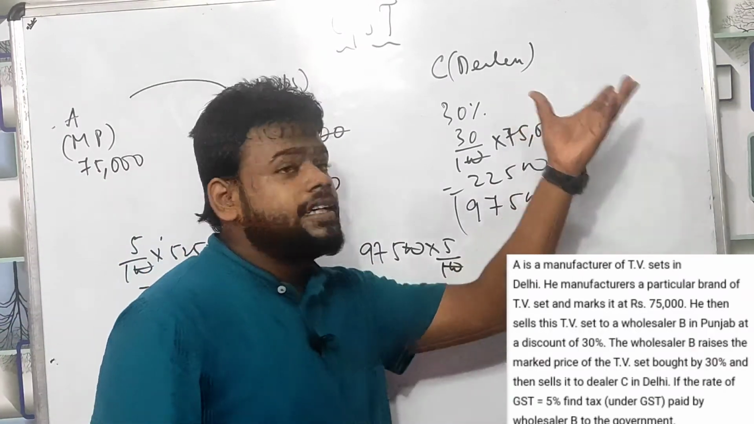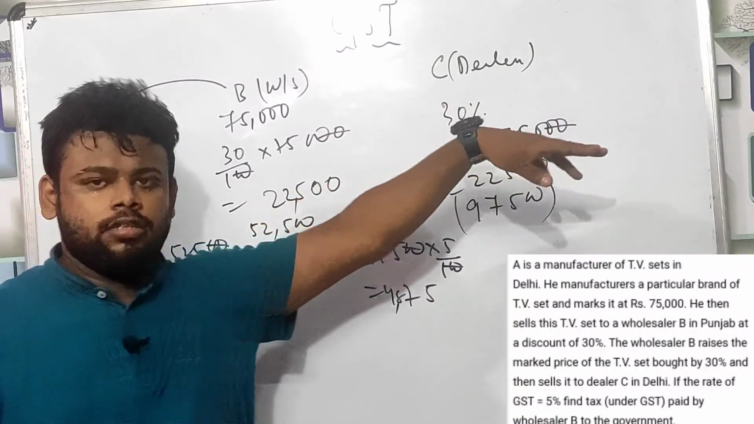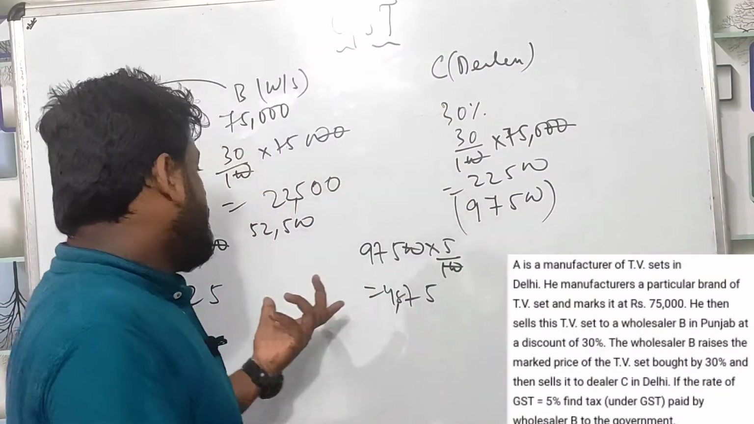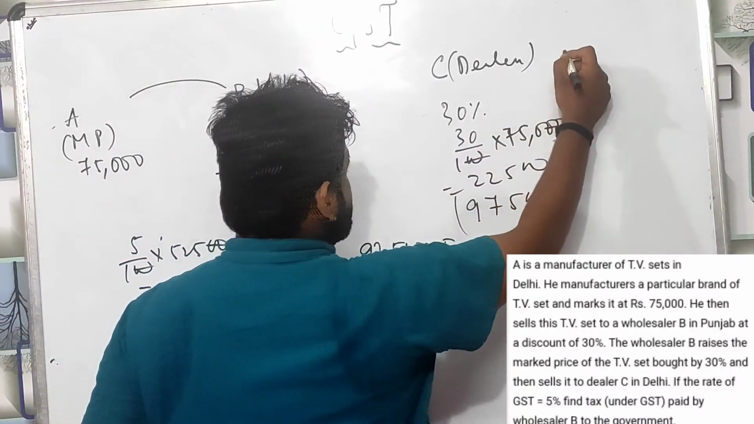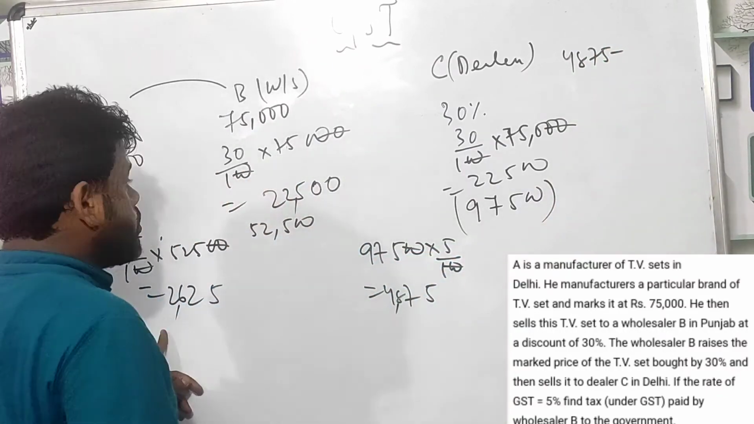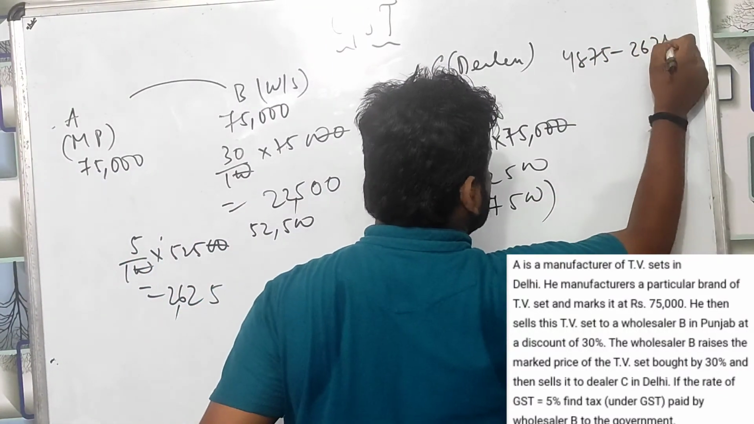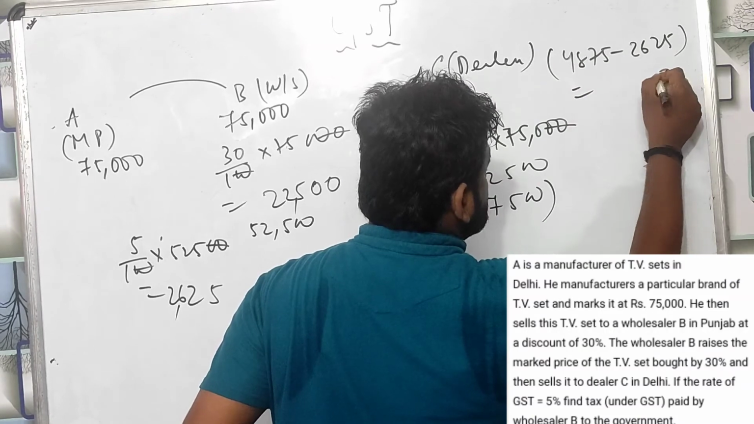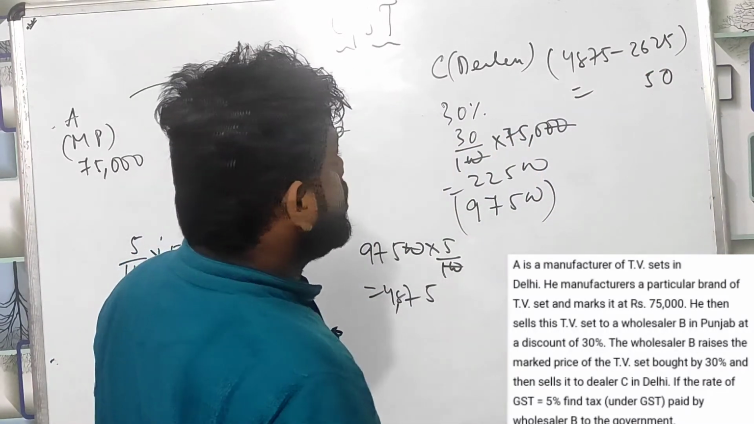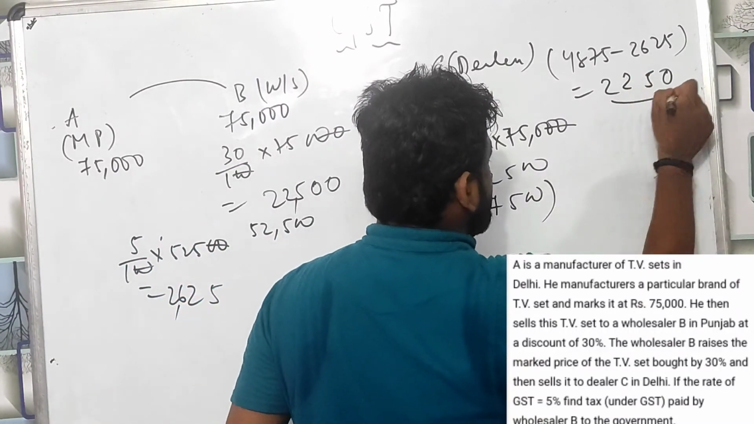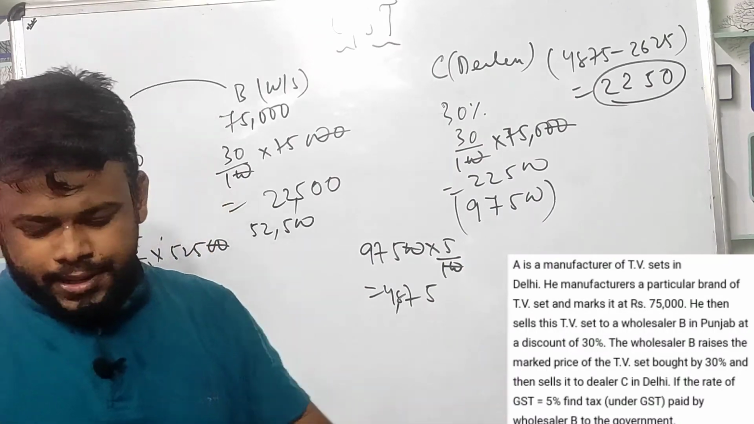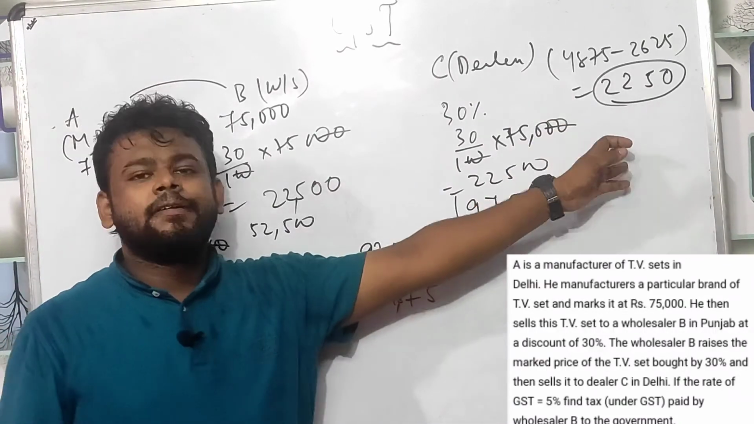As you know very well, net tax equals output tax minus input tax. What will be the output tax? Dealer C, the last one, as I said before in the previous question and in the concept also. So 4,875 minus 2,625 is 2,250. This net tax of 2,250 is paid by B to the government.